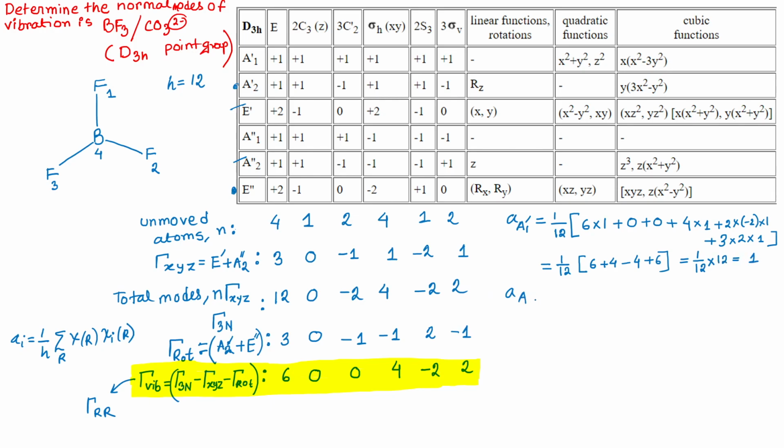Okay. What about A2 dash? That is 1 over 12. Then obviously 6 into 1 plus 0 plus 0 plus 4 into 1 plus 2 into minus 2 into 1 plus 3 into 2 into minus 1. So from here we are going to get 6 plus 4, 10, minus 4, 6, minus 6, 0.